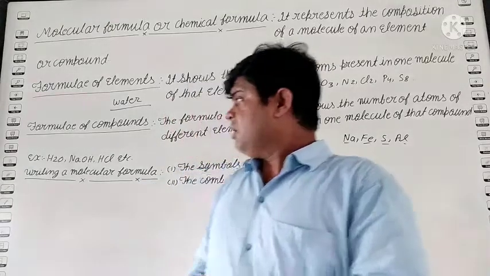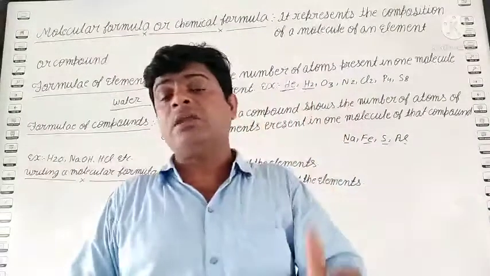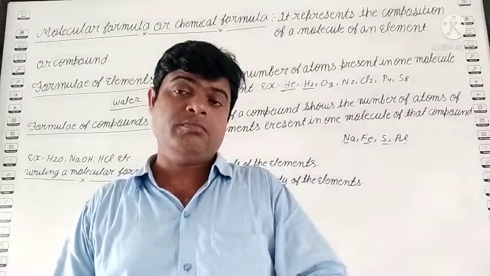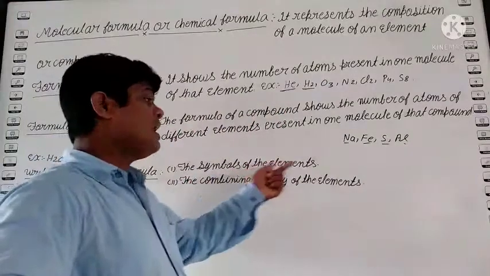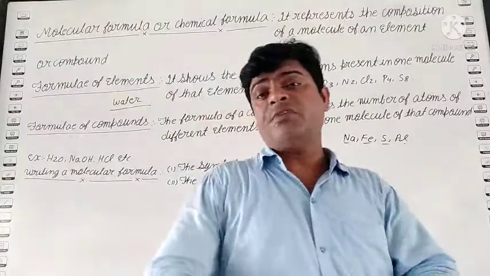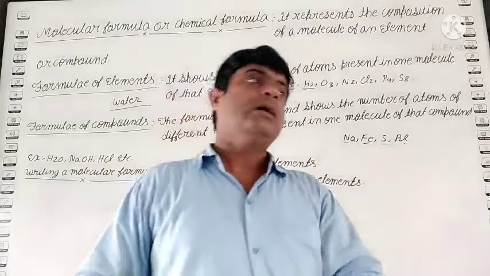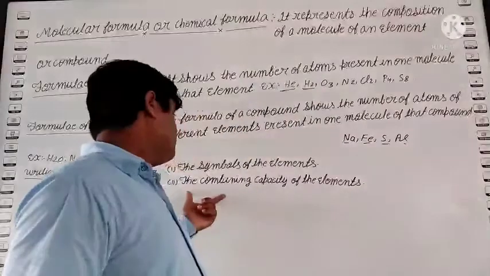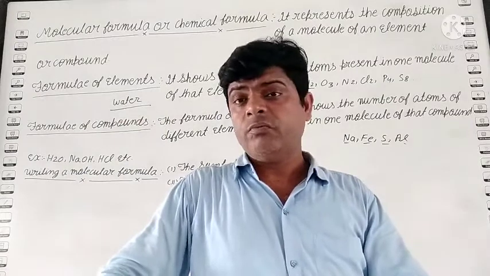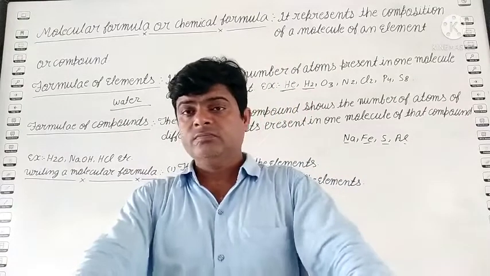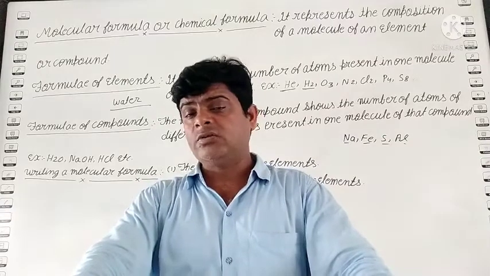After this, the question is how we write the molecular formula, which is a very big problem. There are some rules. First point, the symbols of the elements: first we write the symbol. The second is the combining capacity of the element. Do you know what combining capacity is? Valency. Definition: the combining capacity of an element is known as valency.